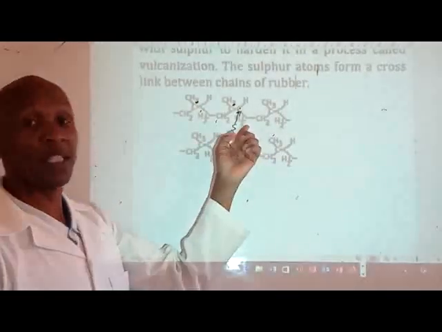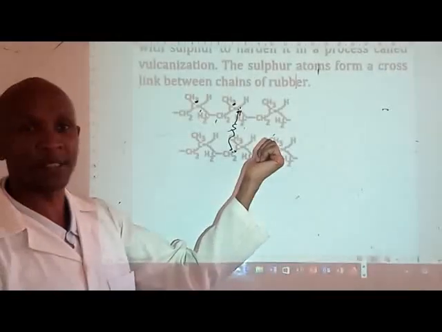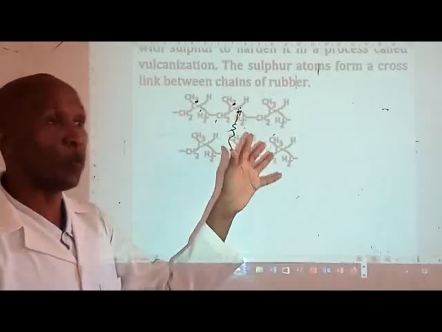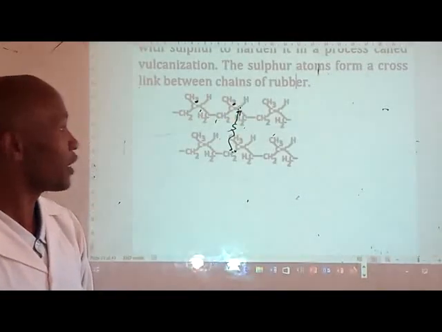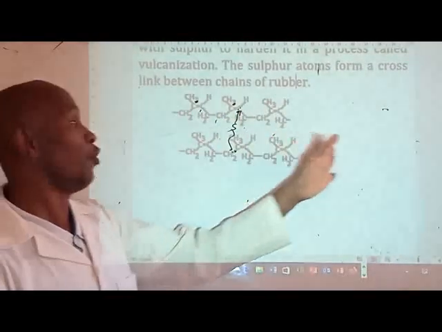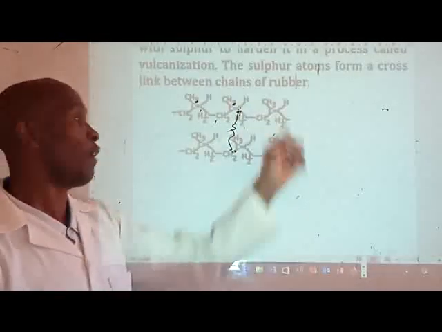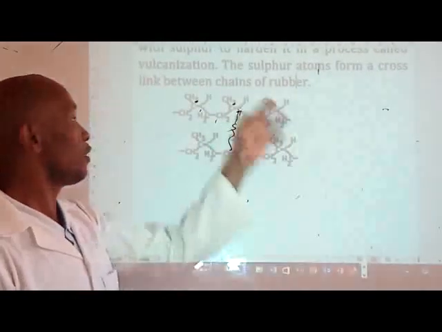Unfortunately, that makes rubber impossible to recycle. You cannot melt rubber. If you try to heat it to melt it, it will decompose because you cannot break the covalent bond. This process is vulcanization. It involves the conversion of the van der Waals cross-links to covalent cross-links via sulfur.